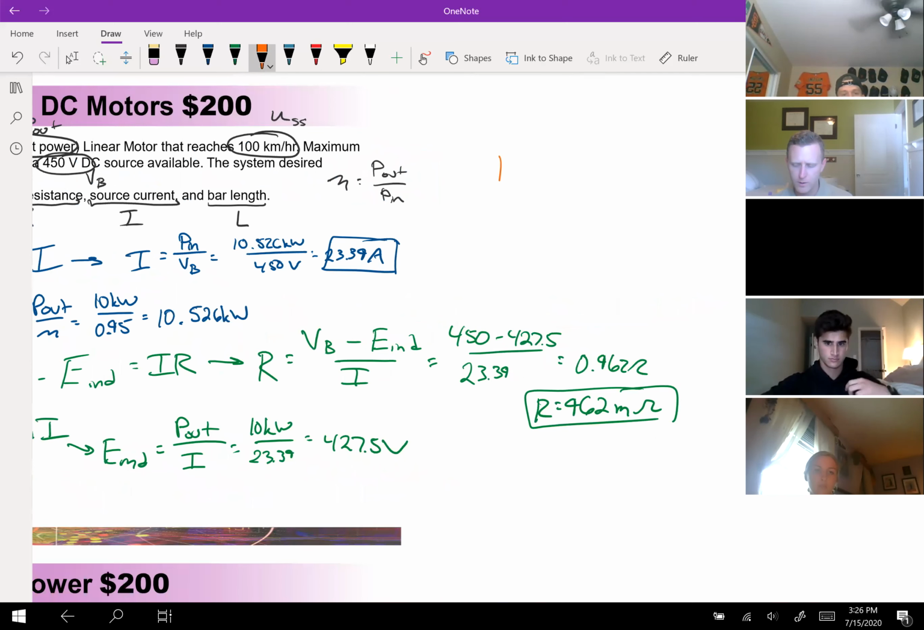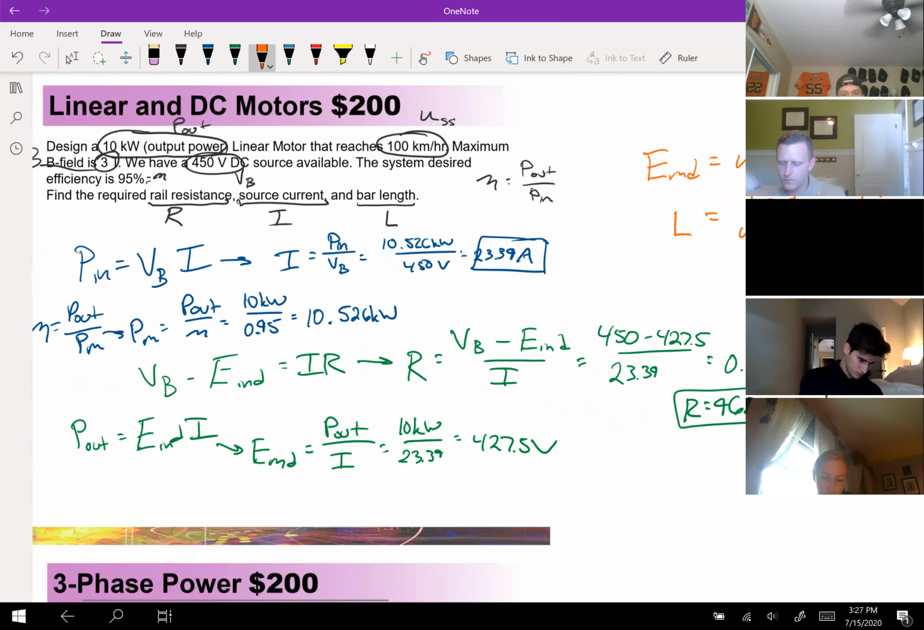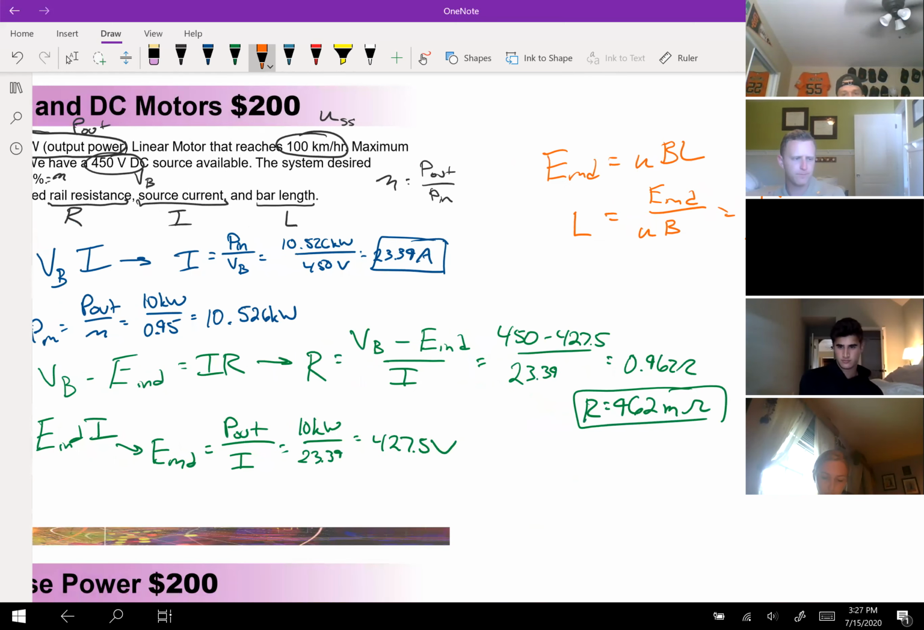And we have E induced equals U B L, rearranged for L: E induced over U B. E induced, we had down below, 427.5 volts. The U is the velocity, 100 kilometers per hour. And the B is Tesla, that's 3 Tesla.